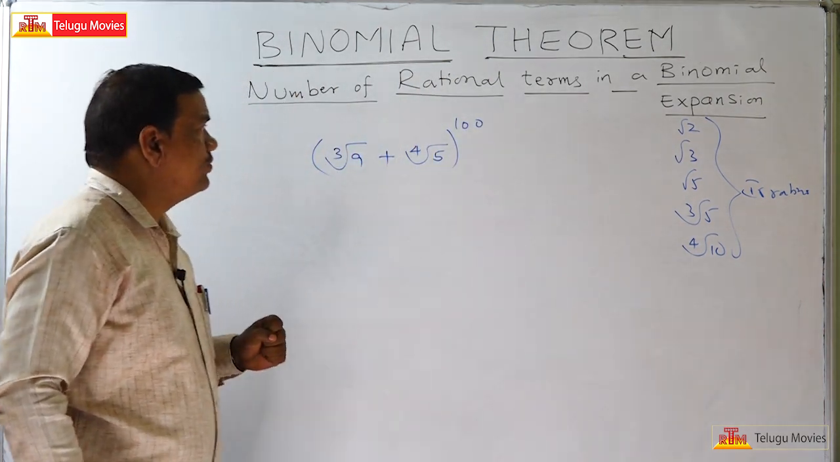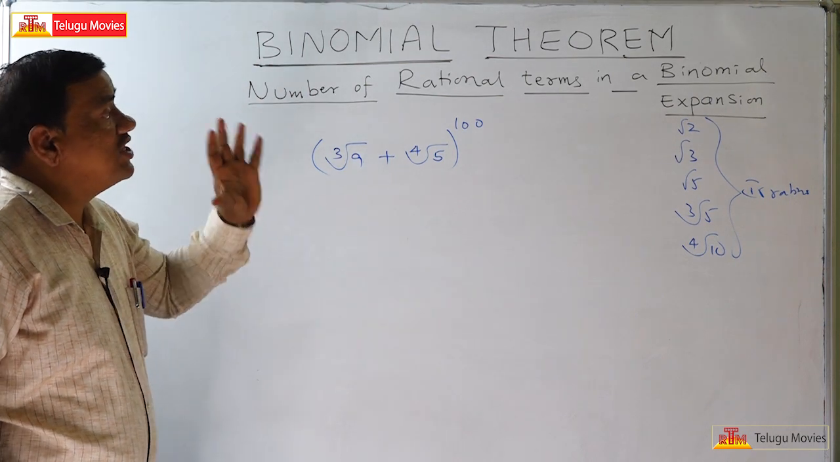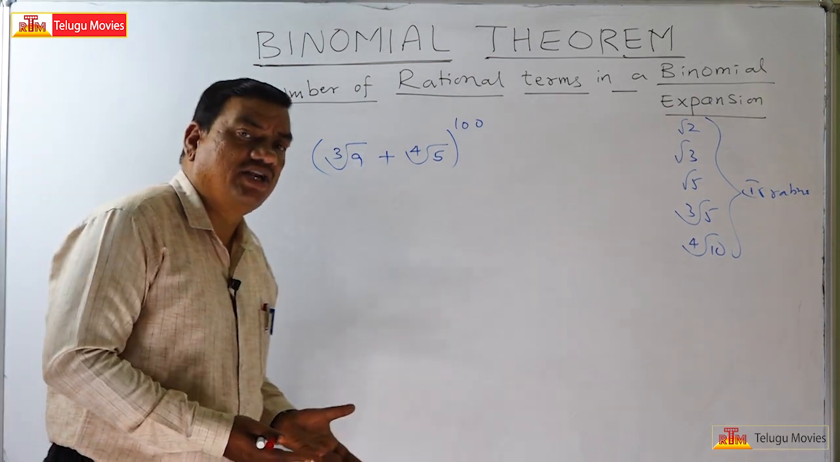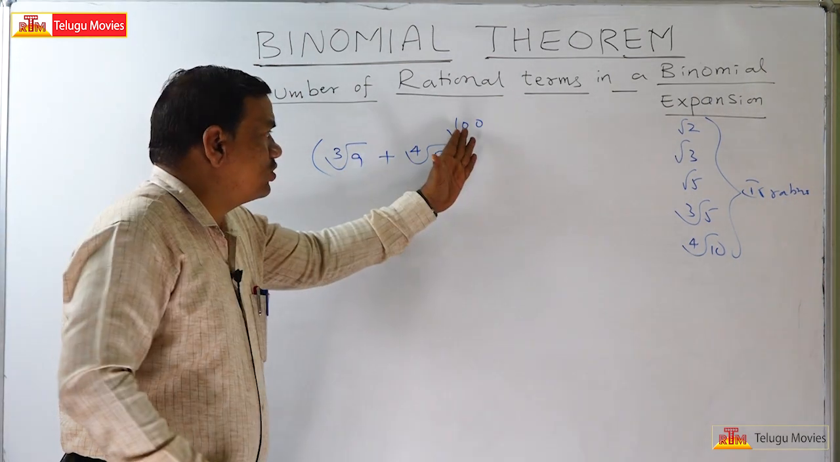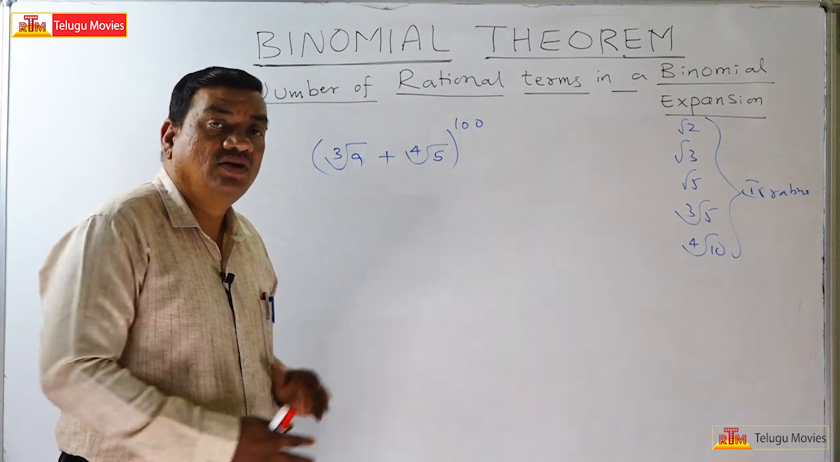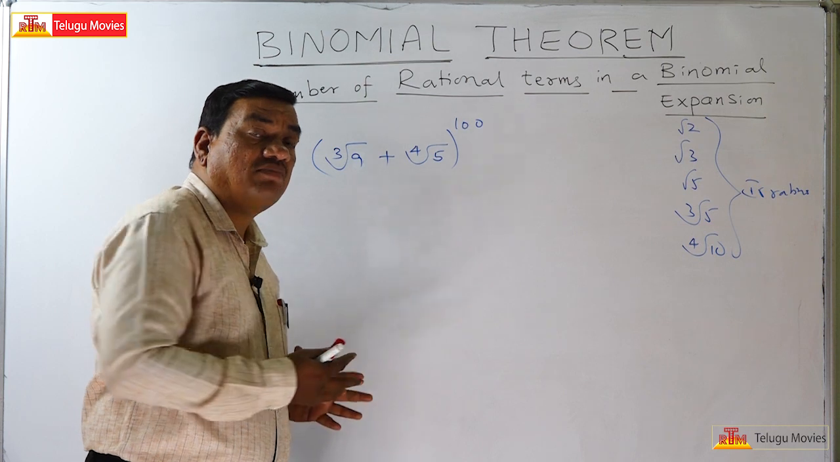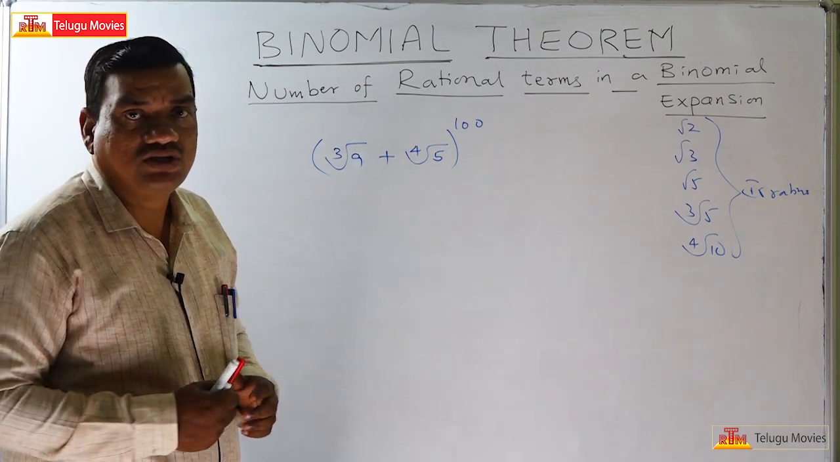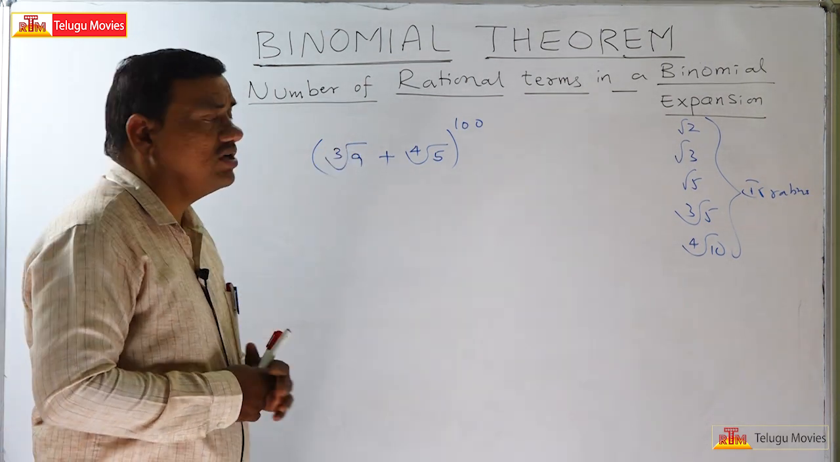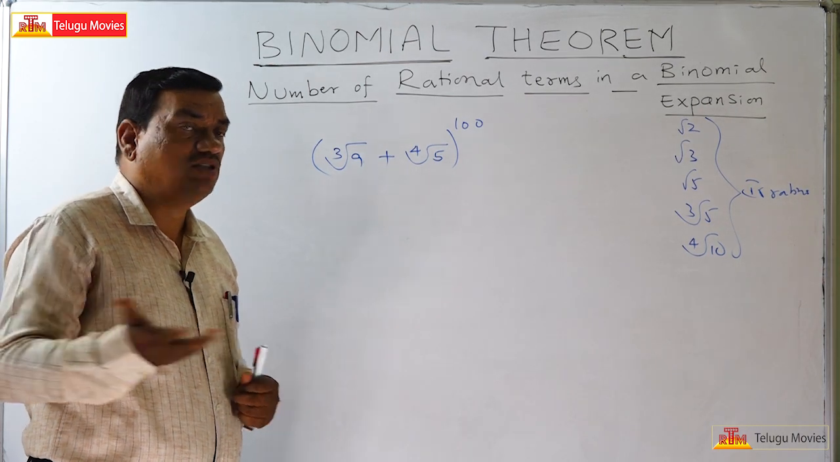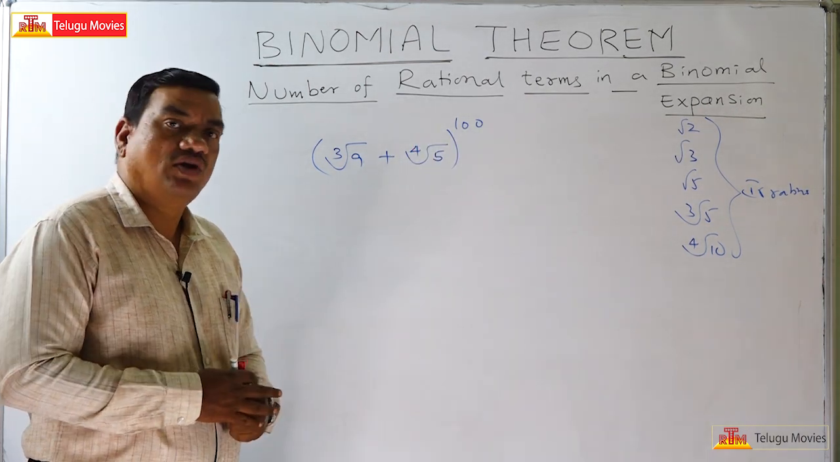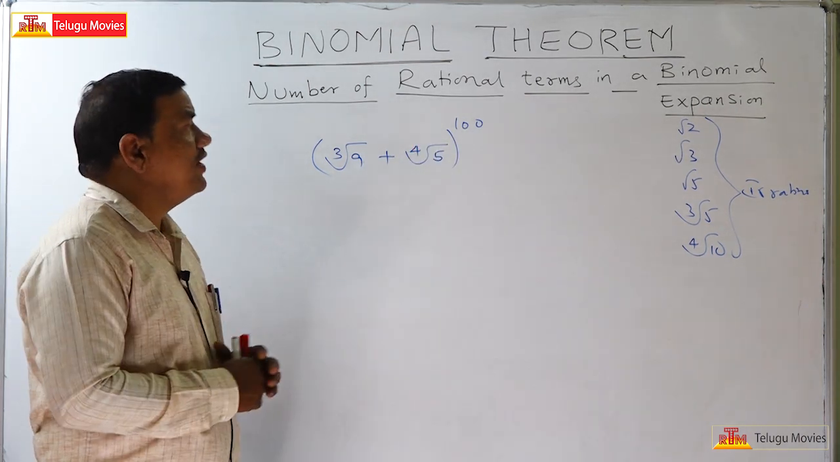Now we are going to see the number of rational terms and irrational terms. Of course, in this total 101 terms will be there. So some are rational numbers and some are irrational numbers. If you know the number of rational terms, you know how to find the irrational ones, just by subtracting from 101. Now how to find that?